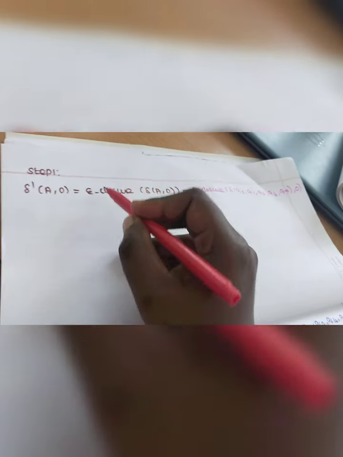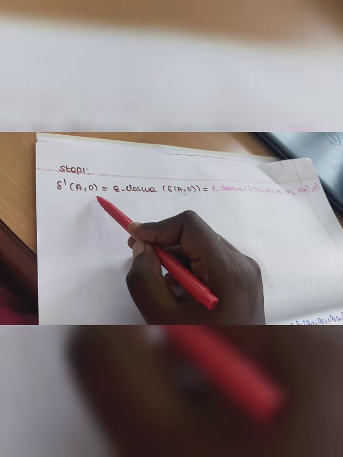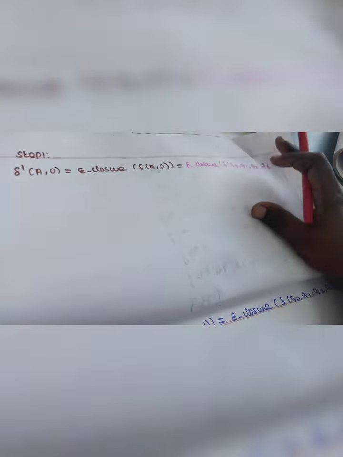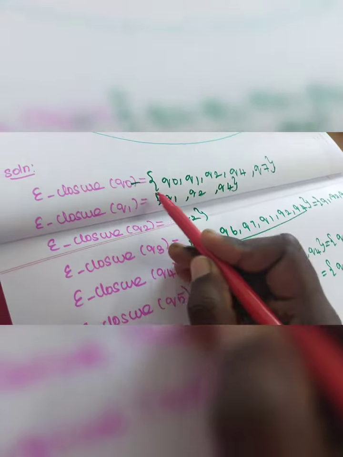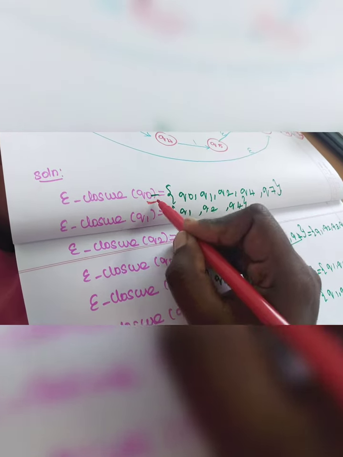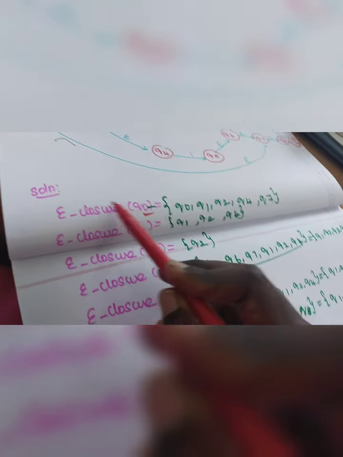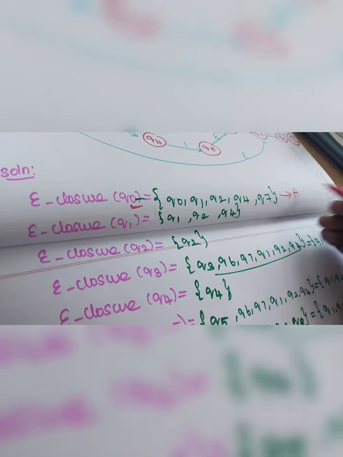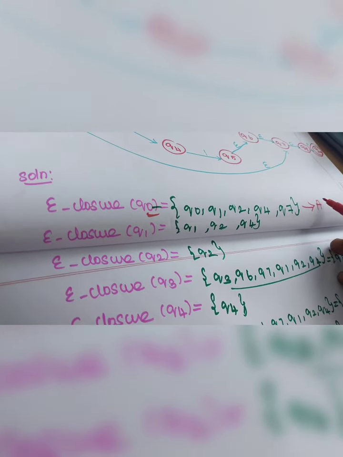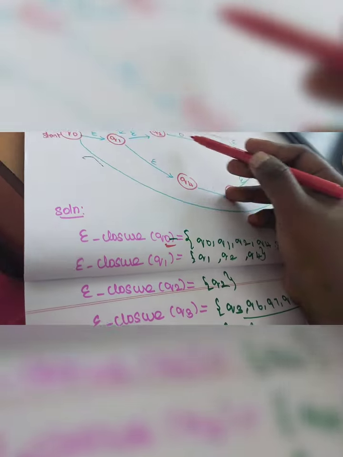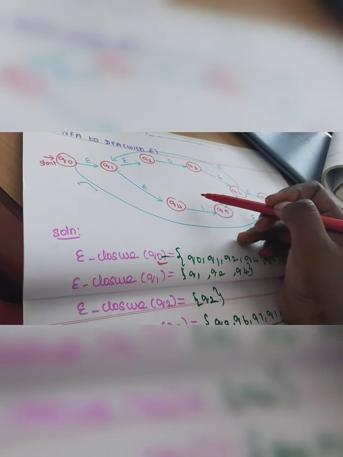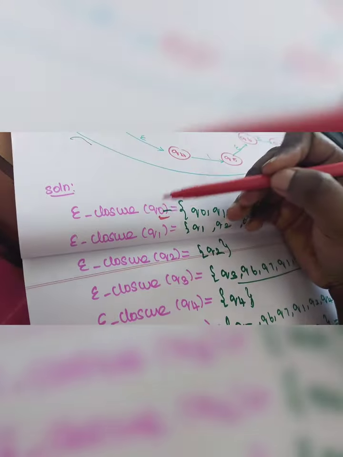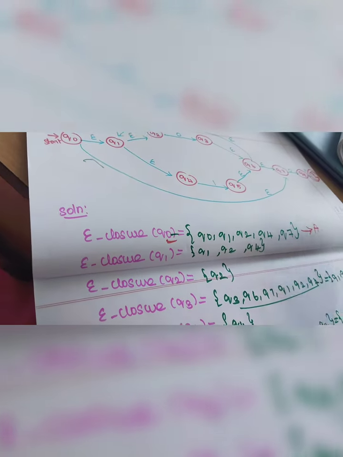Then you can find step 1. Step 1 is delta dash of A comma 0. A is nothing but the epsilon closure of the starting state. What is the starting state? Q0 is the starting state. So take the epsilon closure of Q0, this is A. Then you process A with the inputs 0 and 1. Here you have inputs 0, 1 and epsilon, so you have to process A with 0 and 1.